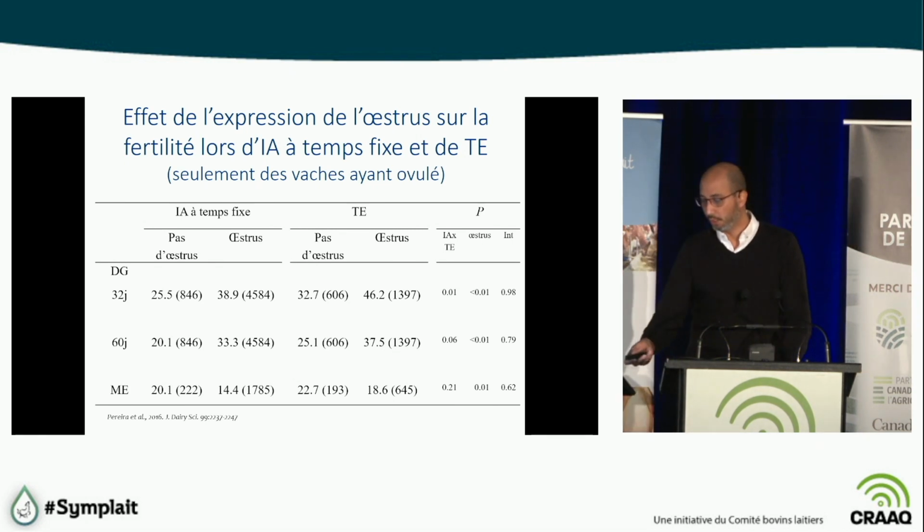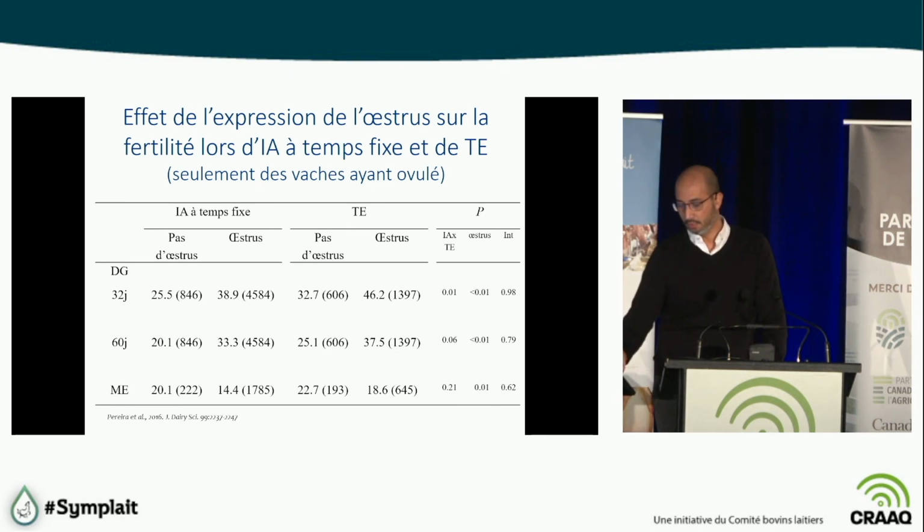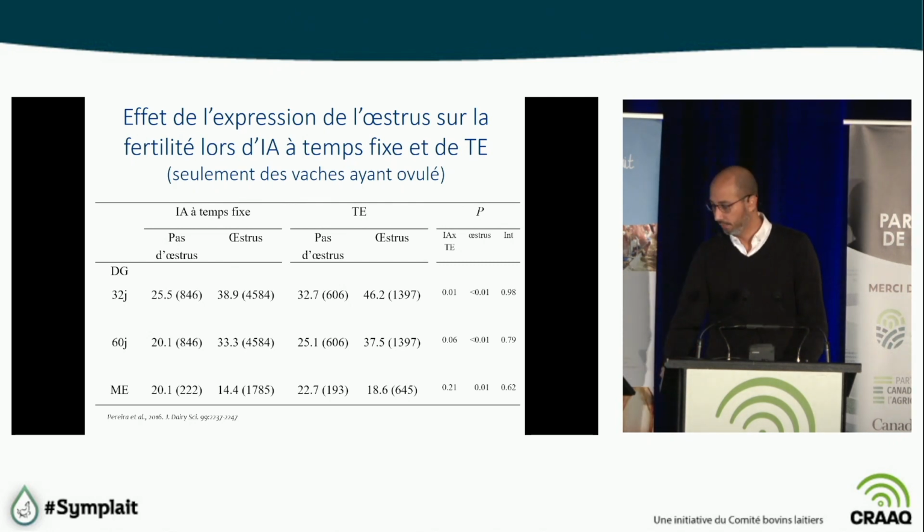And what you see pretty clearly is that in pregnancy diagnosis at 32 days and at 60 days, on the time at AI, it is 25 versus 38, 20 versus 33, and pregnancy loss is lower. If you go to embryo transfer, it's the same trend. So estrus in itself is an indication of a more fertile breeding. Now, we're going to talk a little bit more about the reasons for that. But this basically says a cow was detected in estrus either with visual detection or a patch or some other simpler type of estrus detection.